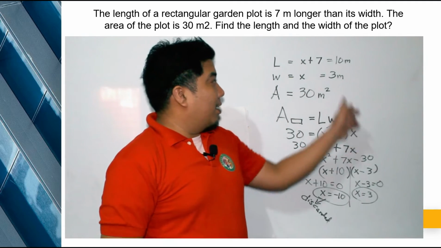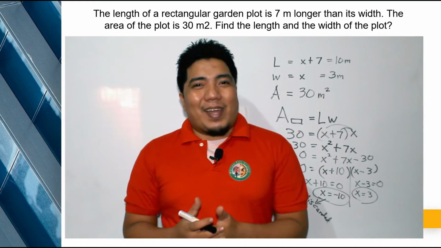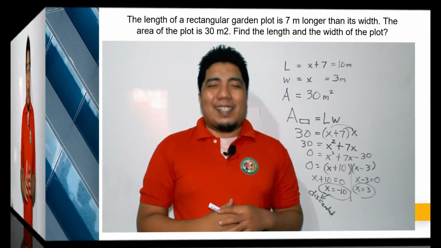If you want to check it, 3 times 10, that is 30. Easy, right? Now, let us go to the second example.